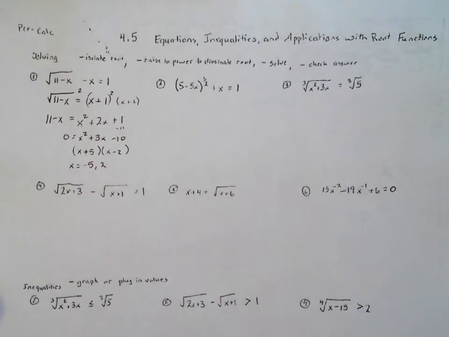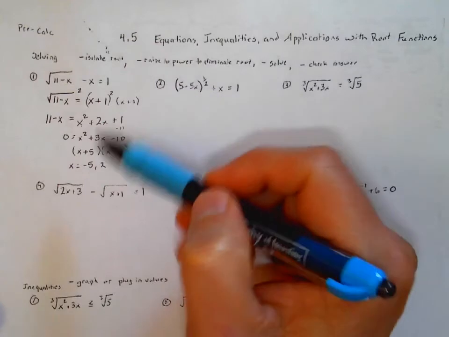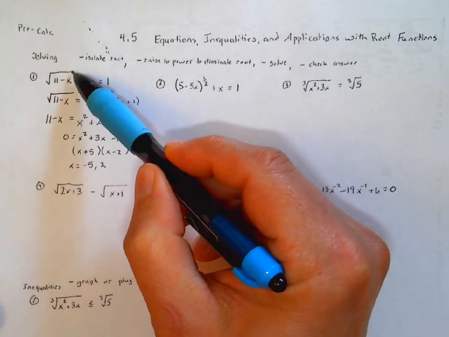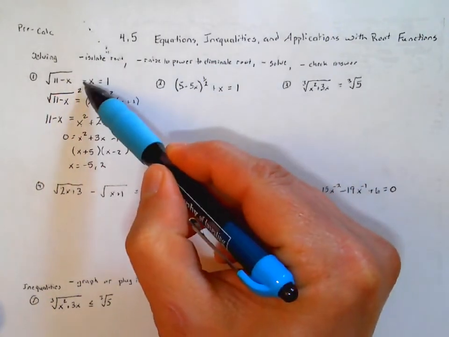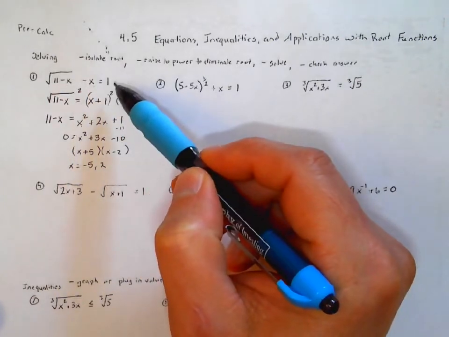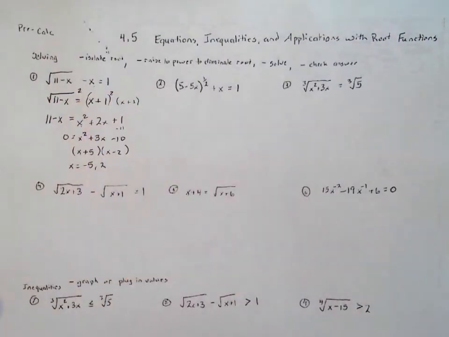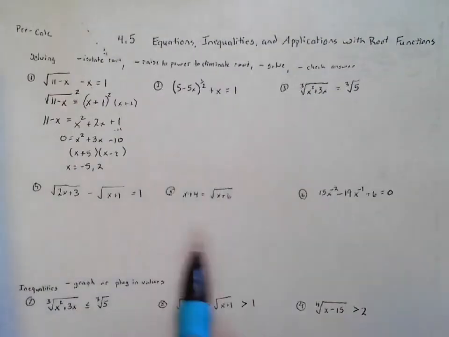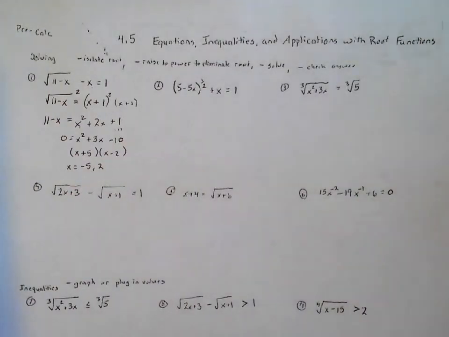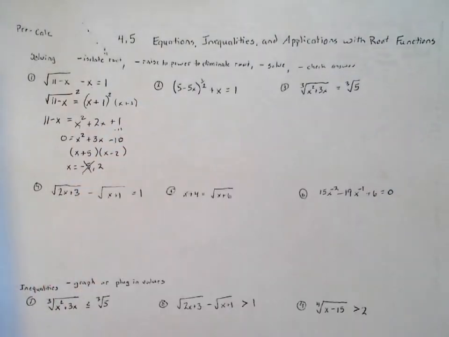Okay, now just like the other ones we've done, we have to check to make sure these answers work. So if I take negative 5, 11 minus negative 5 would be 16. The square root of 16 is 4. Sorry, 4 minus a negative 5 is 9. And 9 does not equal negative 1. So negative 5 is actually an answer that doesn't work, even though we worked it out.